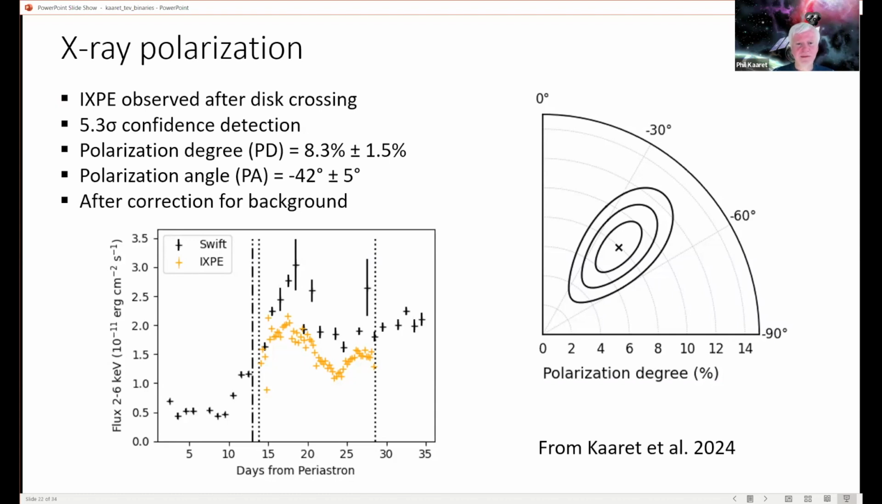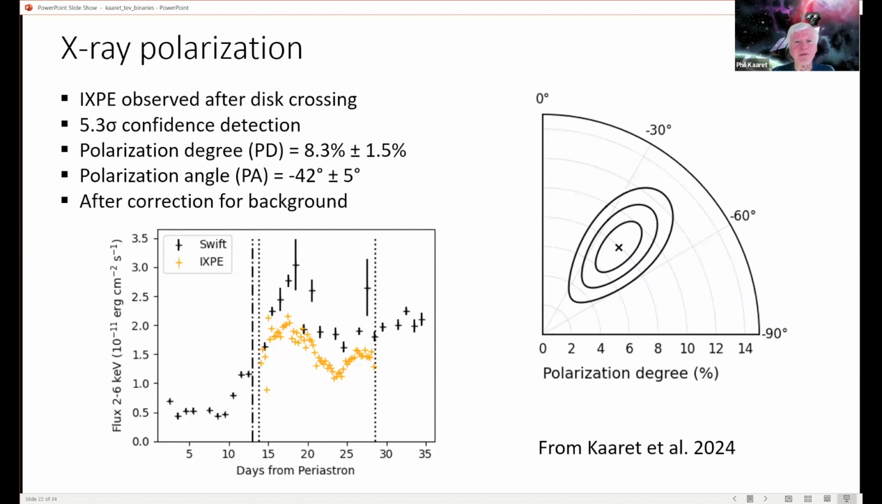And it has the Swift and the IXPE fluxes in the 2 to 6 keV band. And the dotted lines actually show the time of the IXPE observation. The dashed line shows the estimated time when the pulsar passed through the stellar disk. And we detected polarization at a lower level than SS433, 8%, plus or minus 1.2%. And then the polarization angle was minus 42.